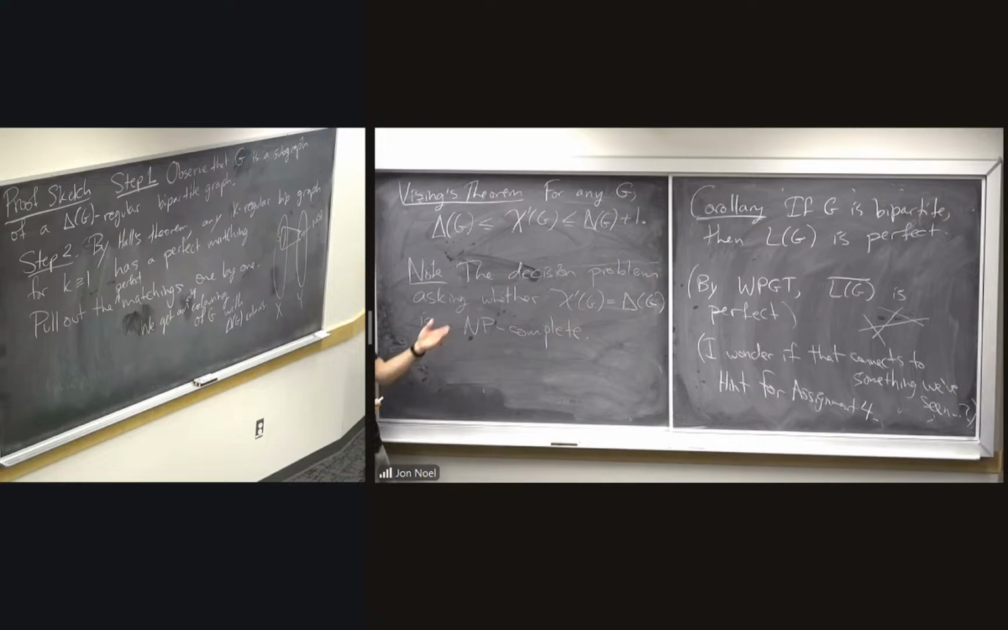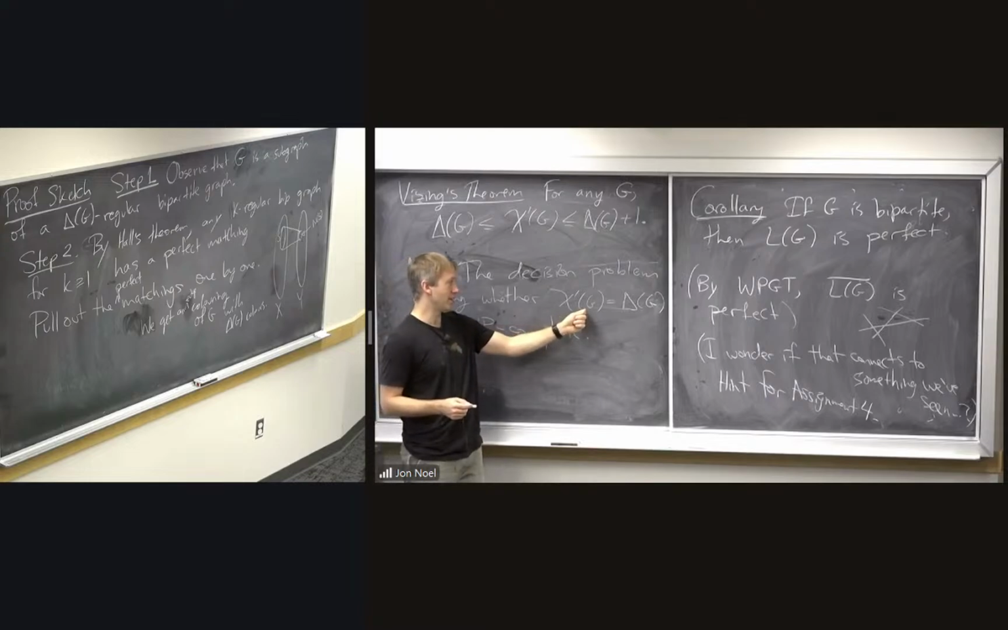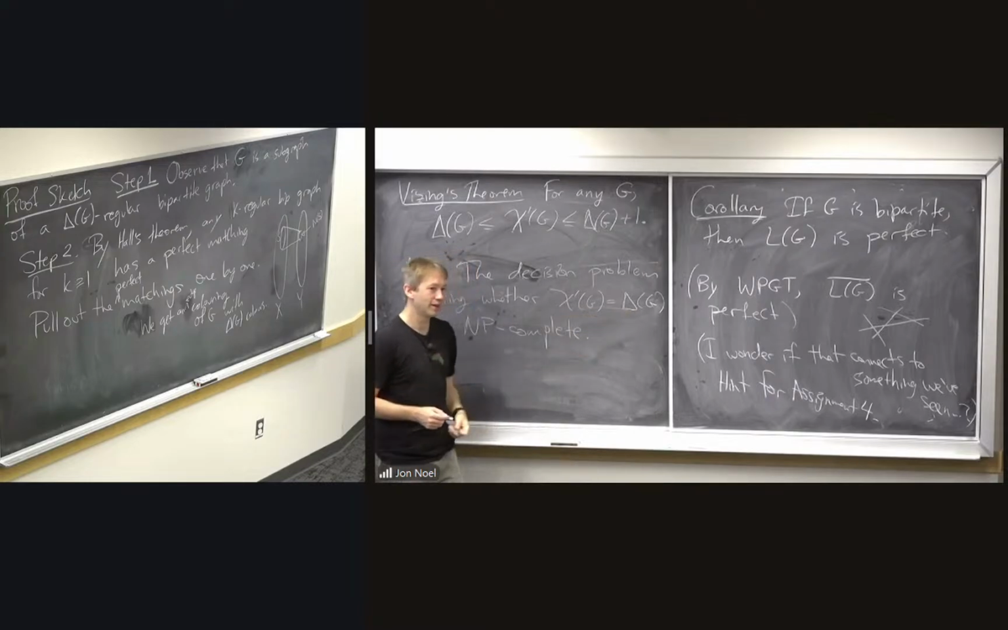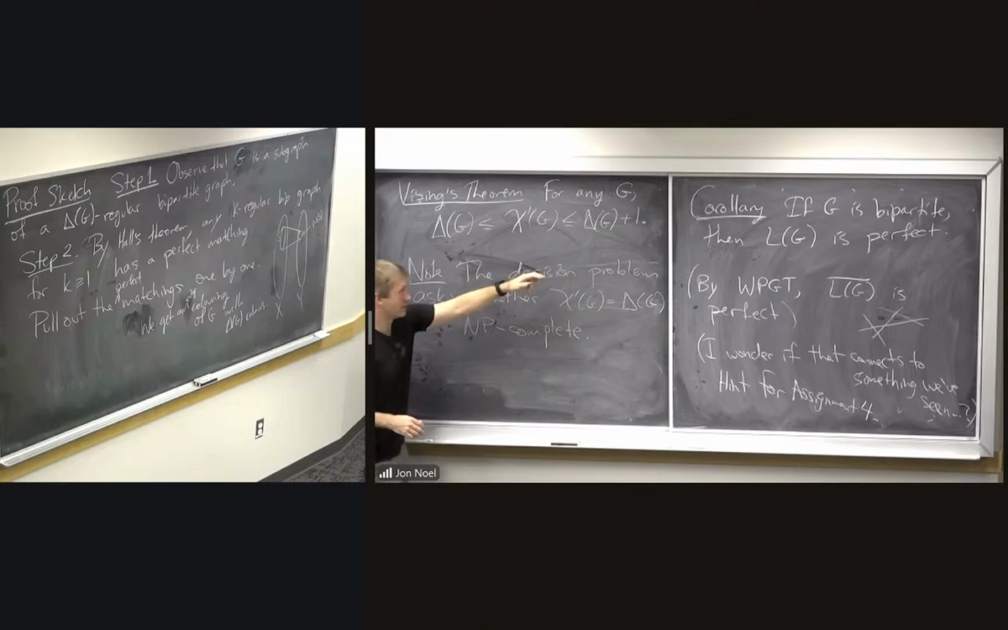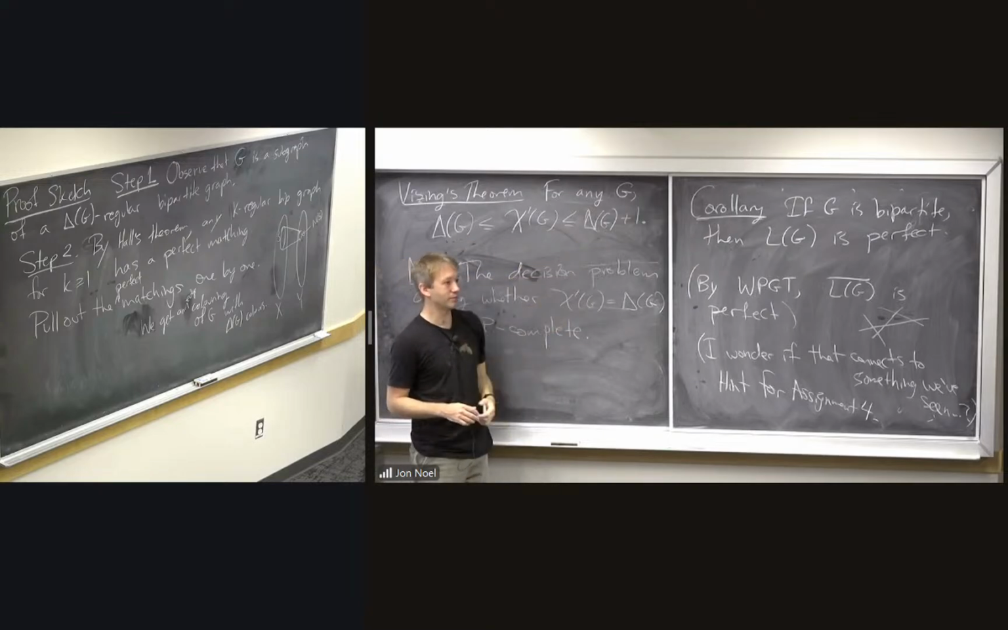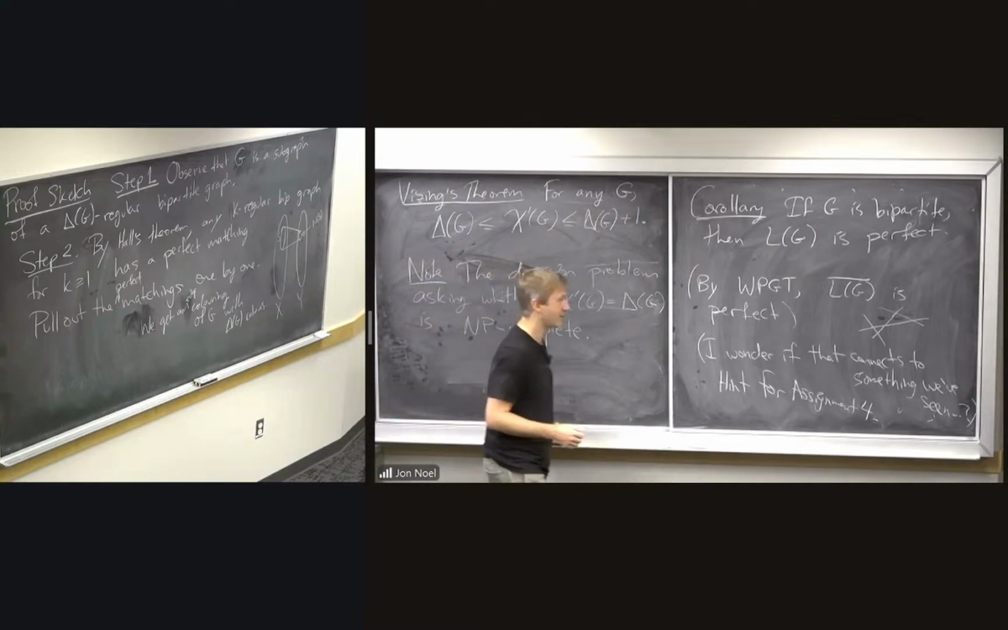Okay, so for this, your input would be a graph, and the question would ask, is it true that this equals that? And that's an NP-hard or an NP-complete problem. But to color it with delta plus 1 colors, we can't do that.